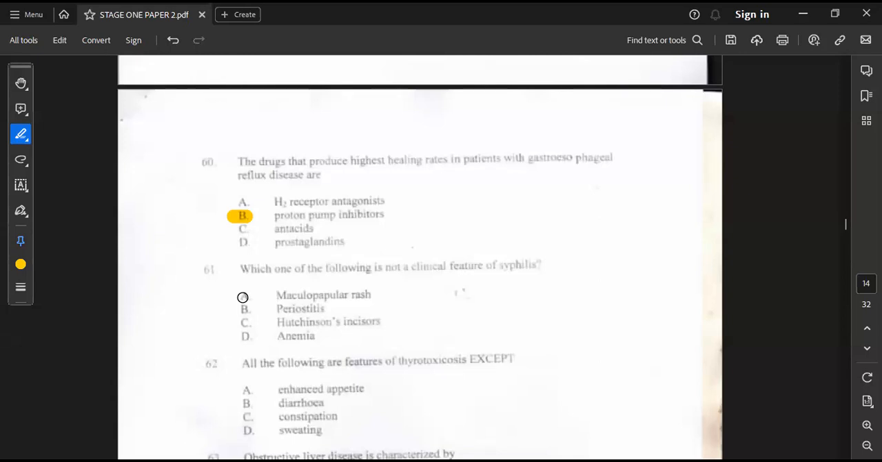Hydrogen potassium, okay. So it reduces the production of acids through inhibition of the hydrogen potassium pump. And the examples are esomeprazole and omeprazole. We had said earlier esomeprazole is safe in pregnancy. H2 blockers also block the production of acid through blocking the H2 receptors in the stomach. And the example is ranitidine.